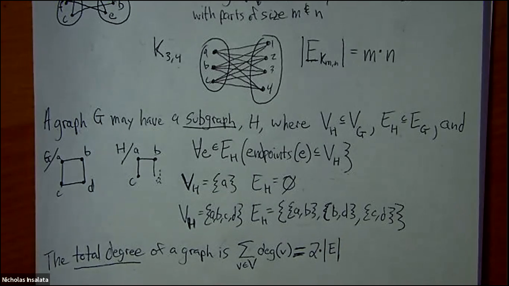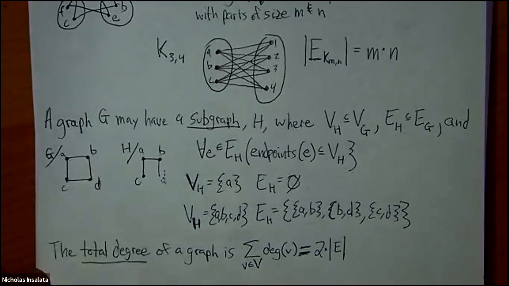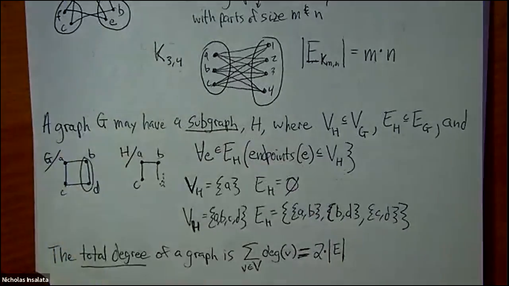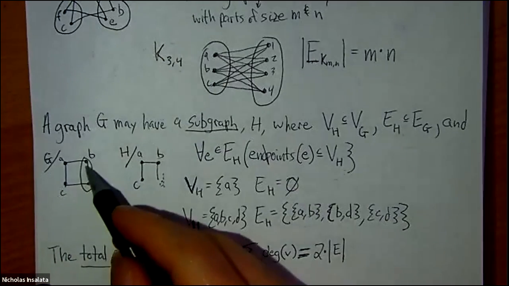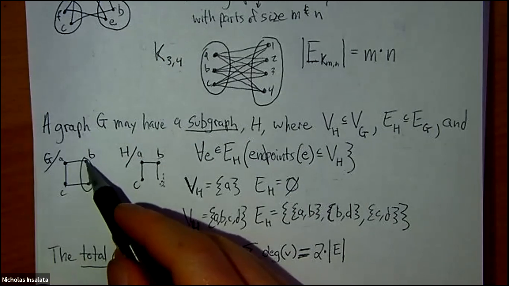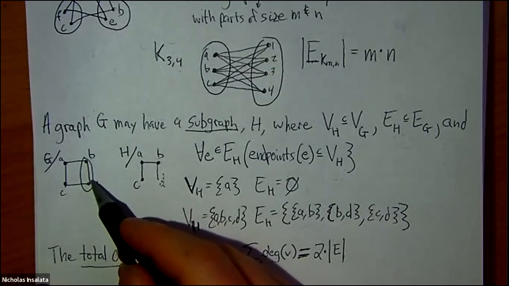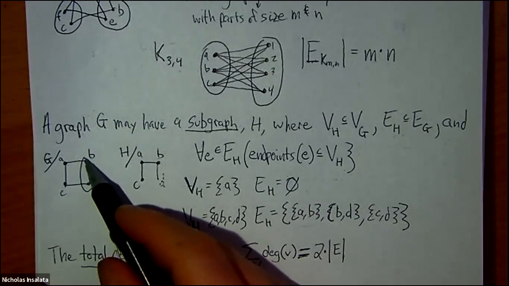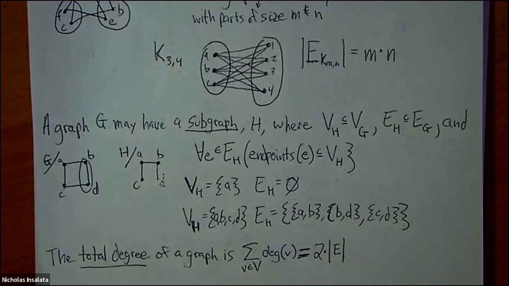Each edge has two endpoints, right? Each endpoint of an edge contributes 1 to the degree, right? So if I look at this edge right here, this edge has two endpoints, right? And this endpoint contributes 1 to the degree of b. This side of it contributes 1 to the degree of d, right? And if you put them all together, each edge connects to two endpoints, which means it contributes 2 to the total degree, right? And we are only discussing simple graphs, but that's actually even true for non-simple graphs.